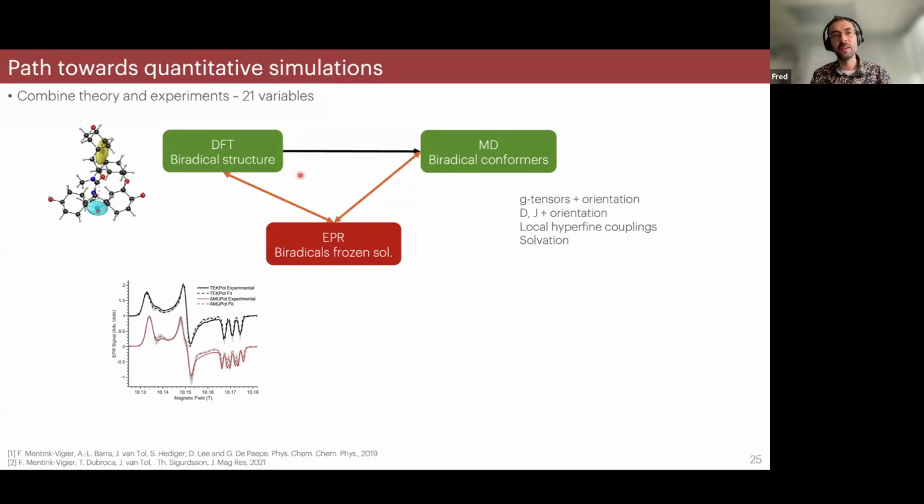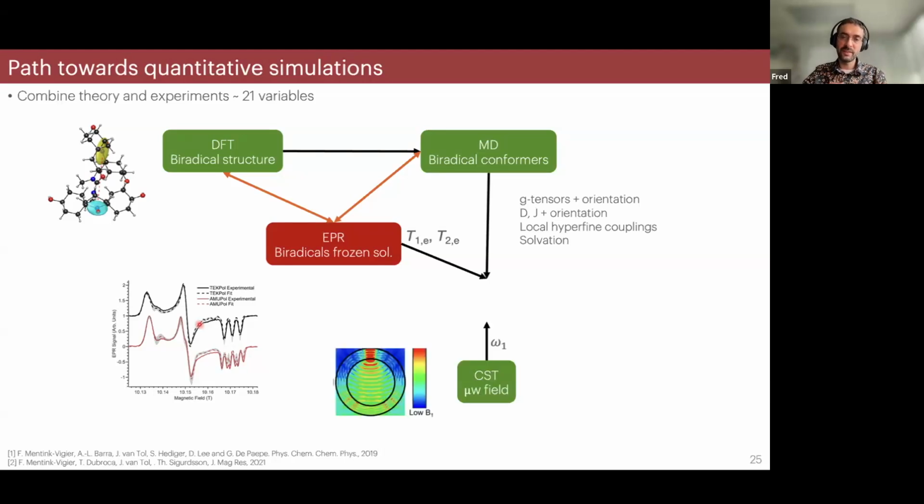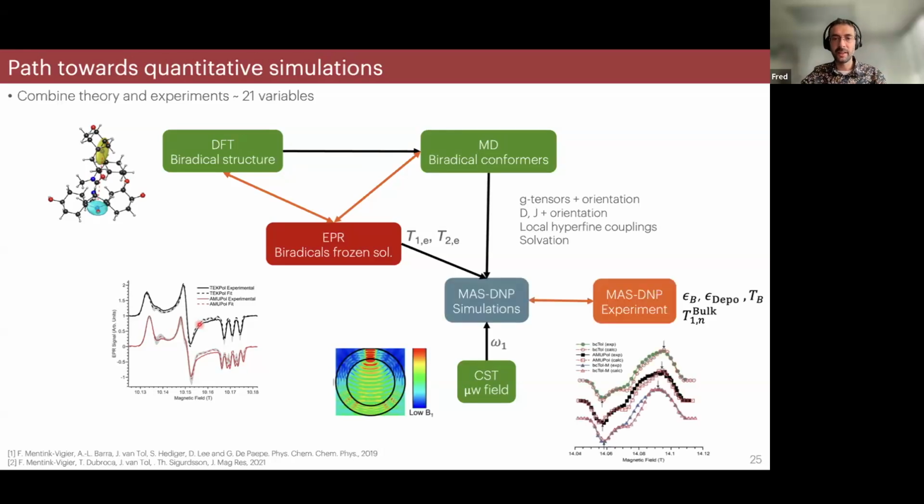The DFT is going to give me the input parameters, and the MD is going to give me the flexibility, an idea of the conformers that the molecule has, and then I can feed the EPR spectra. Once I have the EPR spectra and I have measured the relaxation times, I can also use CST simulations, so that's electromagnetic simulations, to have input for the MAS-DNP simulations, and I can compare with the experiment. And this process is actually a process to determine 21 variables. So this is a lot, and it's easy to fit experimental results with the MAS-DNP simulations, but it's not always meaningful. And this is really where EPR is key.